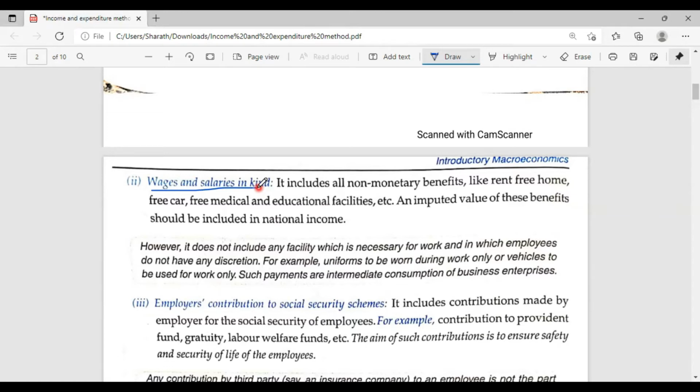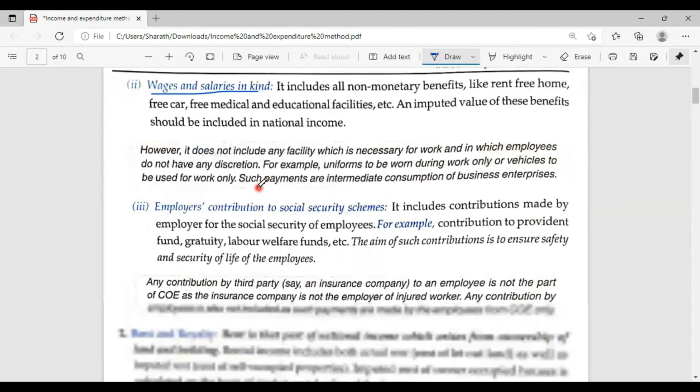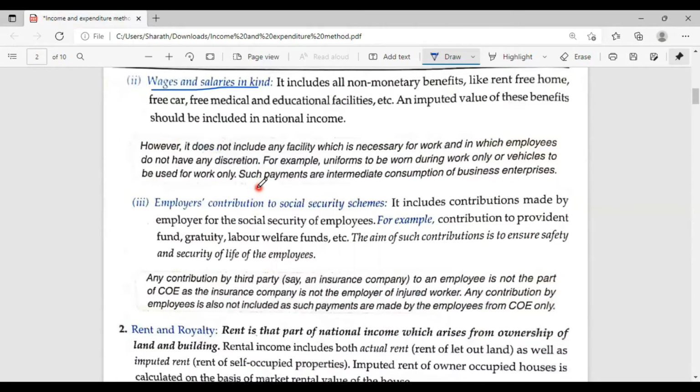And one more thing we have to understand: when any such facilities are arranged by an employer which are very necessary for the working purpose, to do a job in a specific firm, that cannot be considered as wages and salaries in kind. Let me give you an example.